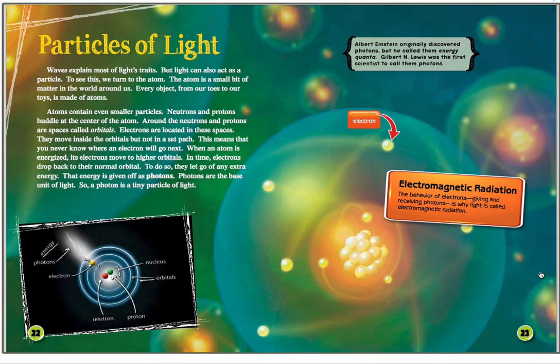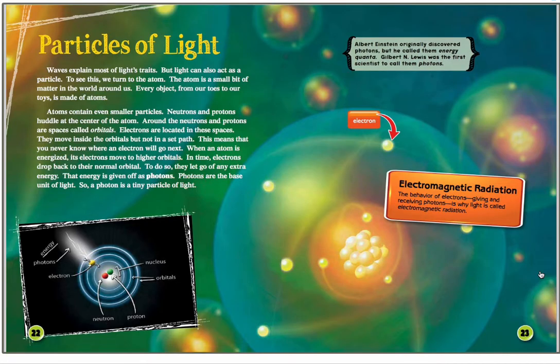Particles of light. Waves explain most of light's traits, but light can also act as a particle. To see this, we turn to the atom. The atom is a small bit of matter in the world around us. Every object, from our toes to our toys, is made of atoms. Atoms contain even smaller particles. Neutrons and protons huddle at the center of the atom. Around the neutrons and protons are small spaces called orbitals.